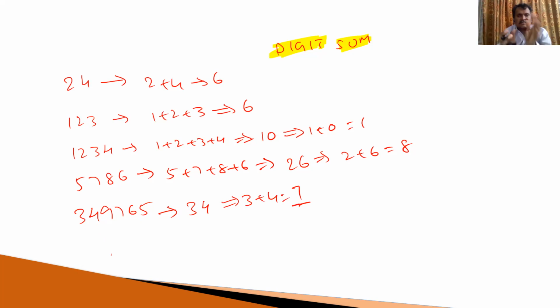Is it clear? Just add the digits and convert the sum into a single digit, which is called digit sum. Is it clear, all of you?